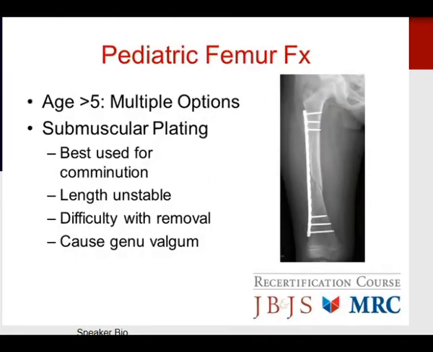An additional option is submuscular plating, and this is an option that's seen an increase in popularity recently. This is best used for fractures with a good deal of comminution, as well as the so-called length unstable fracture. This implies a fracture pattern that is either a long oblique fracture or a spiral fracture. Now there is difficulty with plate removal, but plate removal is recommended because there is an associated risk of genu valgum after healing of the fracture.